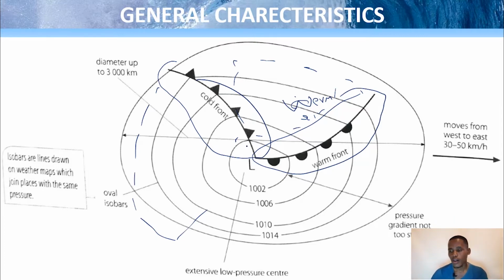Right, moving on. Now they are huge. They are huge from this side to that side. Usually it is said that they can even span up to 2,000 kilometers. And their speed would be about 30 to 50 kilometers per hour, as you can see here.